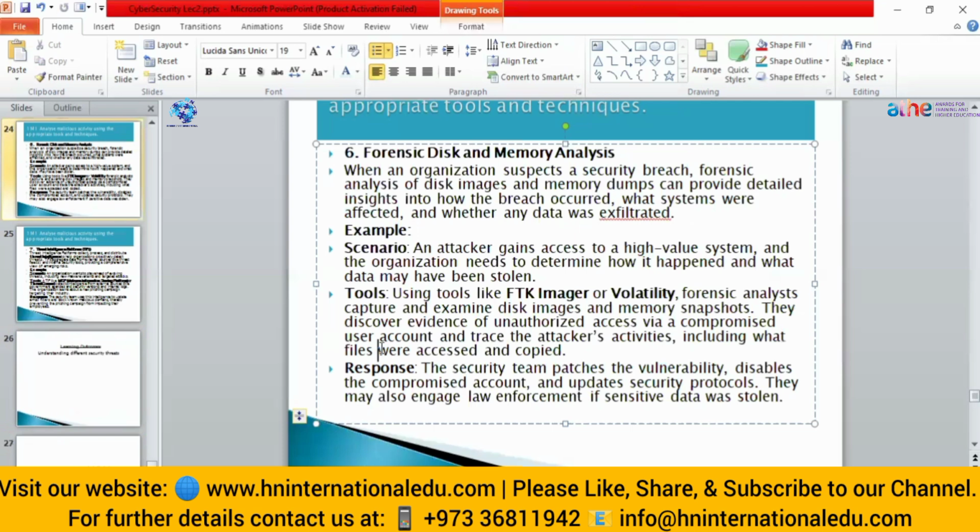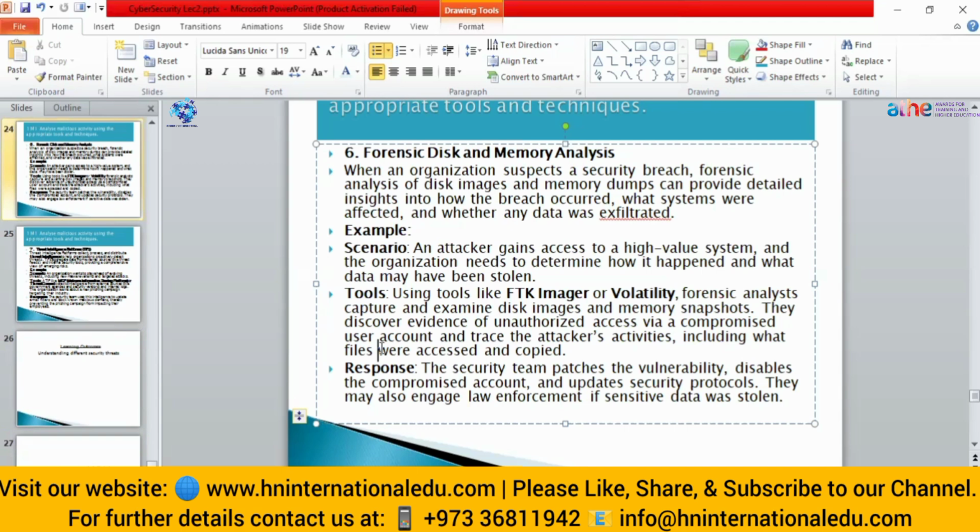Then we have forensic disk and memory analysis. Now, what it does: when an organization suspects a security breach, it will analyze the disk image, whether it's a memory dump, which can provide detail and insight into how the breach occurred, why the breach occurred, and what the reason is that is affecting my system.